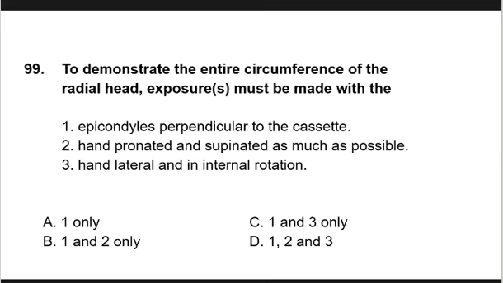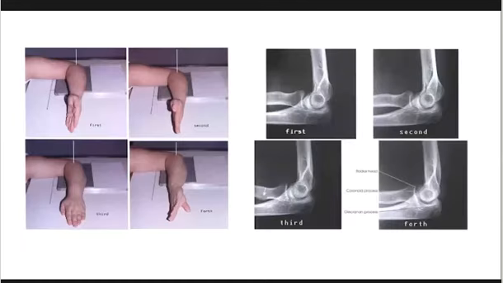Ito yung ginagamitan natin ng class na 4 exposures, to demonstrate the entire circumference of the radial head. So ang sagot natin dito muna: epicondyles perpendicular, the hand pronated and supinated as possible, and the hand in lateral and in internal rotation. So this is for the demonstration of the entire circumference of the radial head. So 4 exposure factors or 4 exposure positions.